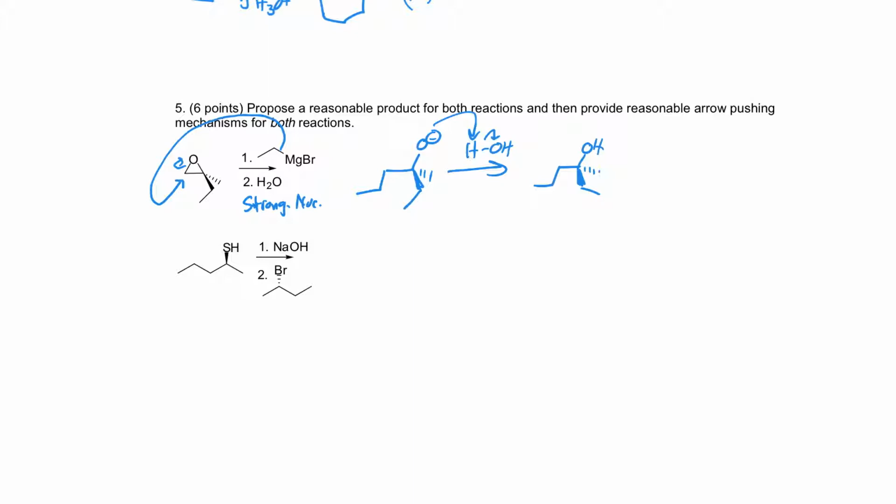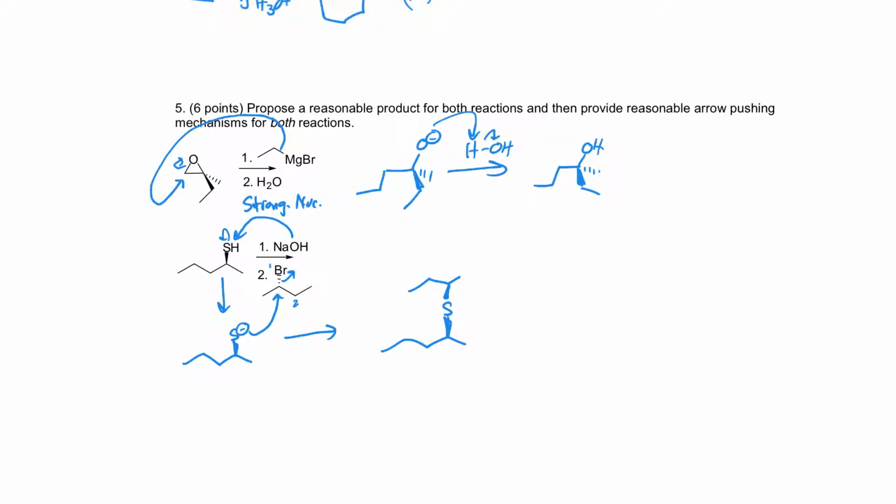The second reaction involves a thiol with strong base. We can deprotonate the thiol with the strong base to make a better nucleophile. And then we can use the thiolate anion in an SN2 reaction to substitute that bromine. And in this case, we're going to have that stereocenter. We do have inversion of stereochemistry, so let's just make sure I've done that.